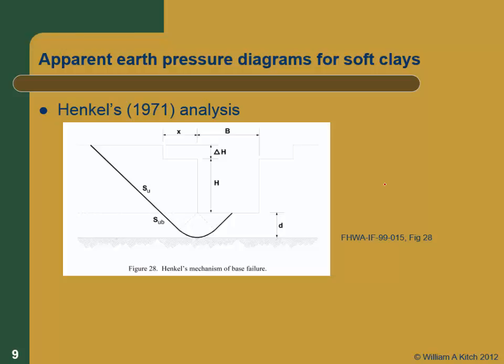So Hinkle did an analysis for a material where he specified the undrained shear strength of the material above the base of the excavation and that below the excavation. And he also explicitly included the depth above the stiff layer. So this is a stiff or competent layer. This is your soft clay. You can have a different shear strength above and below. He also included space for a bench and stuff at the top because that's often done.